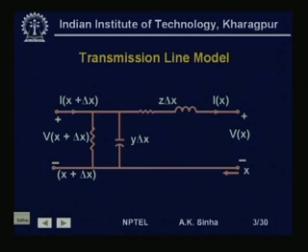For this line of a length delta x, we have the transmission line impedance or the series impedance of the transmission line, which is given by Z into delta x. It consists of the resistance of the line and the inductance of the line. These will be per unit length or per meter, multiplied by delta x will give us the value of series impedance Z delta x for the delta x length of the line.